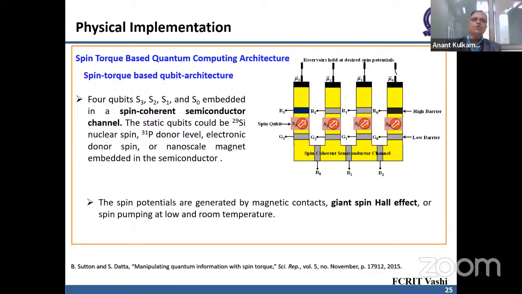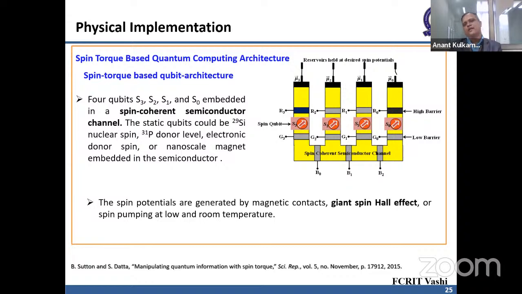Now I will talk about physical realization of qubits with the help of spintronics, or spin qubit architecture. I will speak in brief because I do not have the time. The spin qubits are embedded in the semiconductor channel. If you look into this figure carefully, there are n number of spin qubits embedded in a semiconductor channel. The semiconductor channel may be of copper or maybe of graphene. There are two types of qubits: electron spin and nuclear spin.